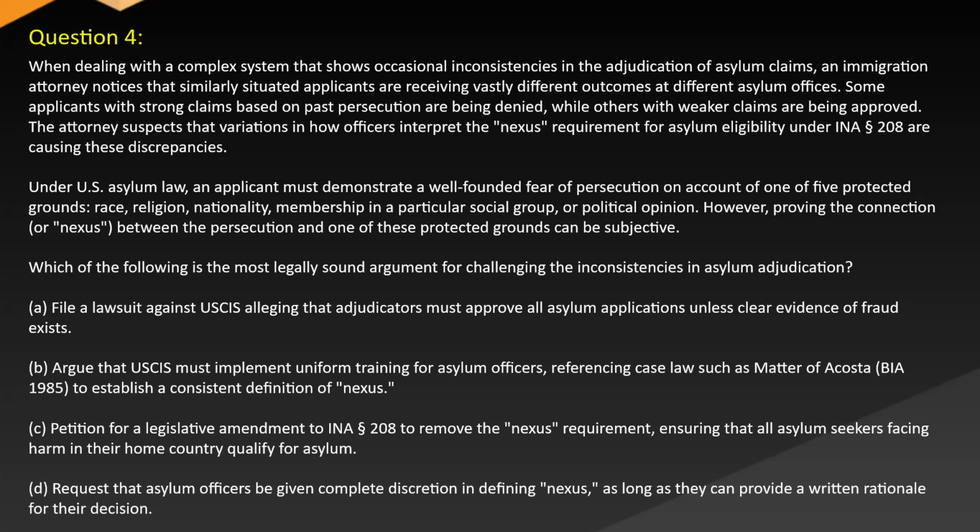A. File a lawsuit against USCIS alleging that adjudicators must approve all asylum applications unless clear evidence of fraud exists. B. Argue that USCIS must implement uniform training for asylum officers referencing case law such as Matter of Acosta, BIA 1985, to establish a consistent definition of nexus. C. Petition for legislative amendment to § 208 to remove the nexus requirement, ensuring all asylum seekers facing harm in their home country qualify for asylum. D. Request that asylum officers be given complete discretion in defining the nexus, as long as they can provide written rationale for their decision.